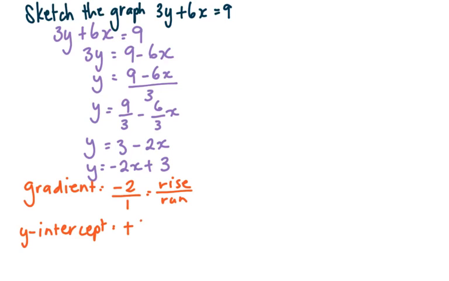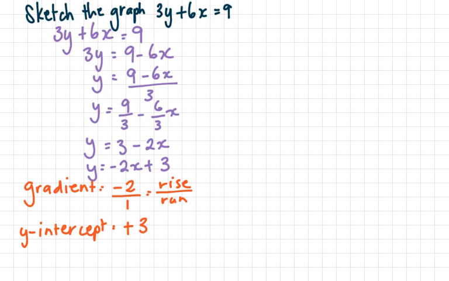that the y-intercept is positive 3. So I'm going to put in grid paper, and again we're going to draw in our coordinate plane. We're going to plot the first point, which is our y-intercept, and we're going to use the gradient to find the other points on the graph.